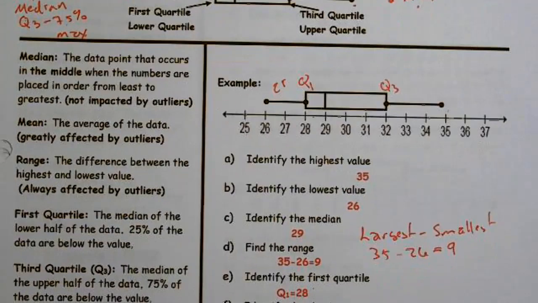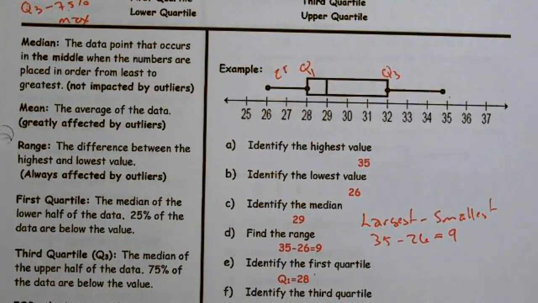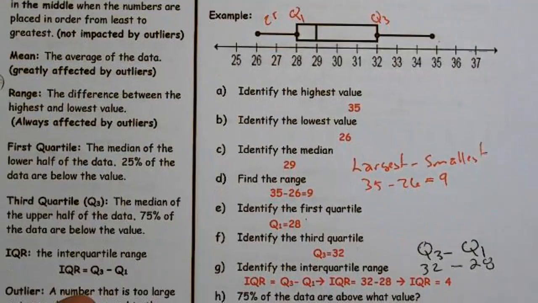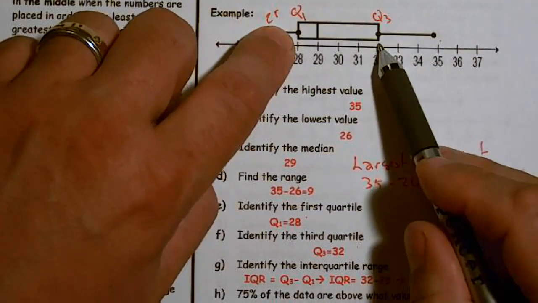Our next thing says identify the interquartile range. Well, you need to know the formula. All right, and the formula for interquartile range is Q3 minus Q1. So that's going to be 32 minus 28, and that ends up giving a value of 4. All right, and if we look, there's 4 here.